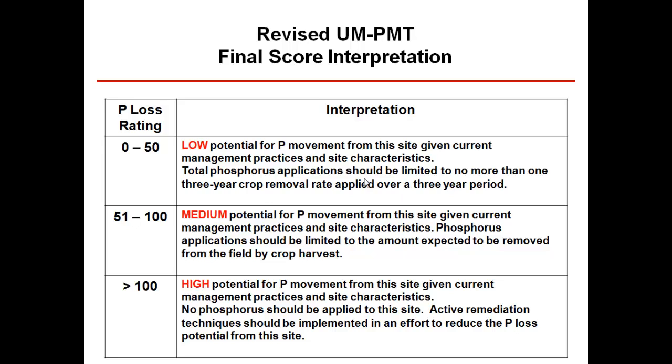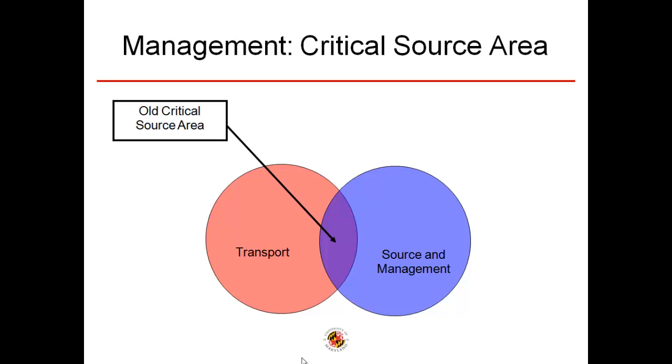Then medium, we say, you're going to start to run into problems here if you keep applying that 3-year crop removal rate. So it's the same amount of phosphorus over 3 years, but we're going to make you put out smaller amounts each year. The 1-year phosphorus removal rate is what you're limited to under medium. So it brings that field into balance. You're taking off what you're putting in, and your soil test P should stay consistent or drop slowly. And then high is the same as the old very high, where you're just cut off. So we went to 3 categories, and that's the major change.